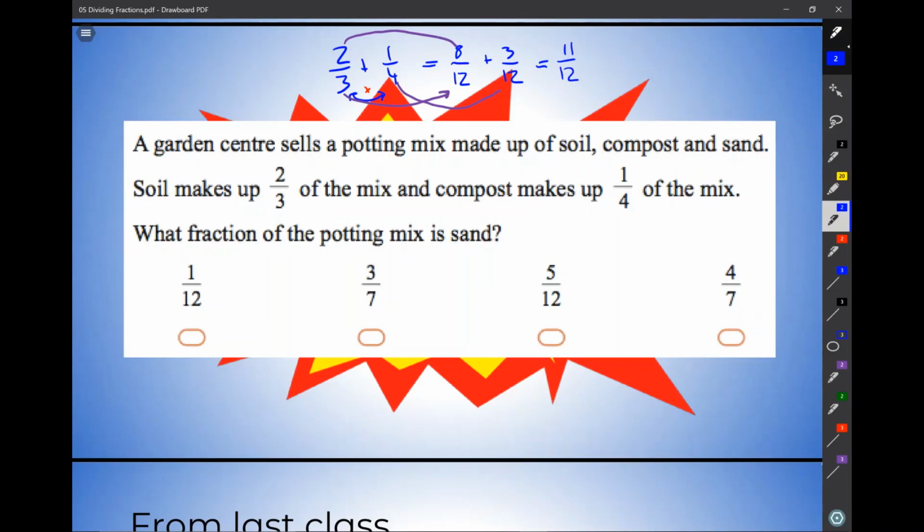So that means that soil and compost together make up 11/12 of the mixture. So that means sand makes up 1/12.